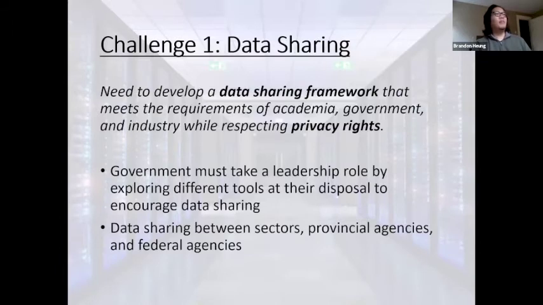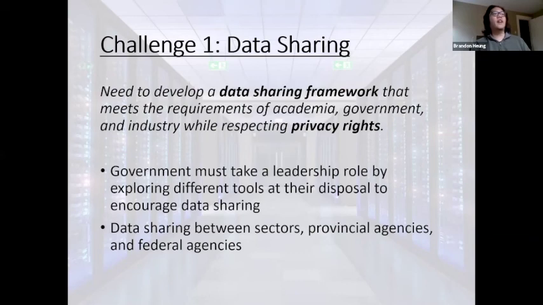So I will end my presentation with a series of challenges that I believe the soil mapping community is facing. And I will also emphasize that none of these challenges are really methodological or technologically related. First and foremost is data sharing. We need to develop a data sharing framework that meets the requirement of academia, government, and industry while respecting privacy rights. And this has to occur between sectors, provincial agencies, and federal agencies.